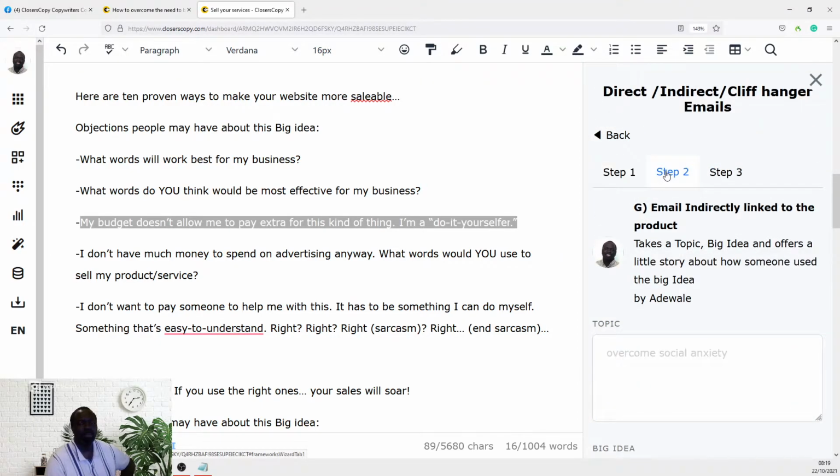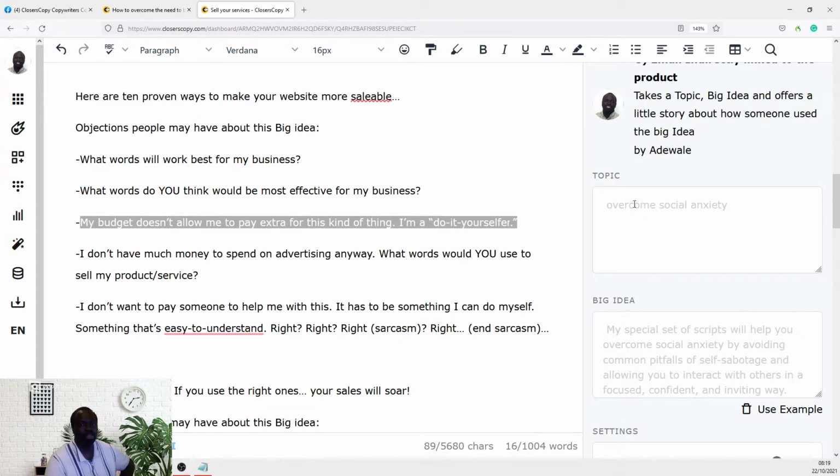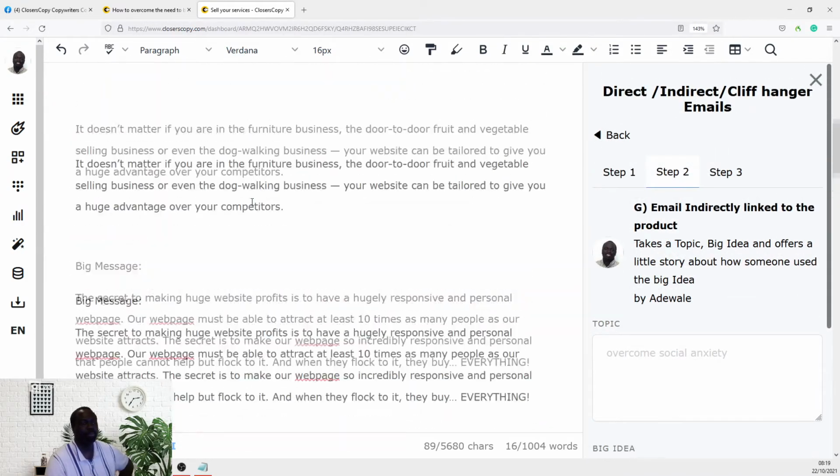So the next email is indirectly linked. The first email is directly linked to the product or service, using the objections that people make. The next email is indirectly linked to the product or services, and it just takes again the topic and the big idea.